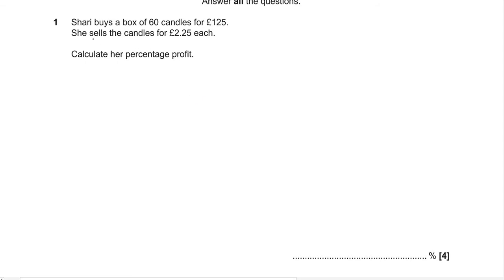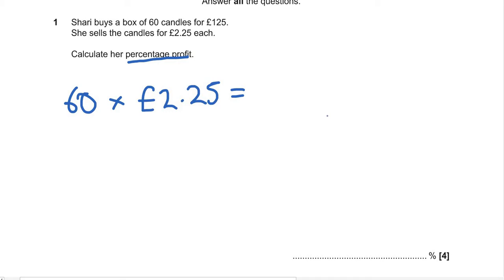Okay, question 1. Shari buys a box of 60 candles for £125. She sells them for £2.25 each. Calculate her percentage profit. Okay, so let's work out how much she sold them for. So that's 60 times £2.25. And this is a calculator paper, so feel free to use it. So 60 times £2.25 is £135.